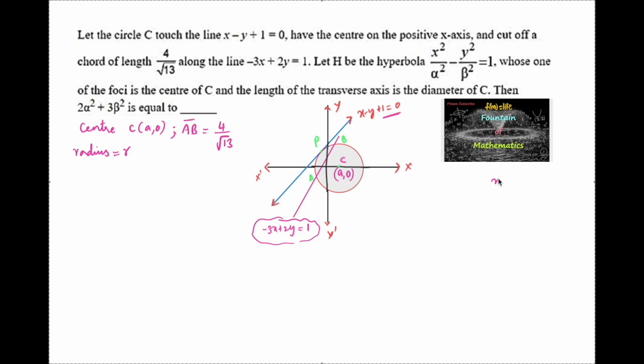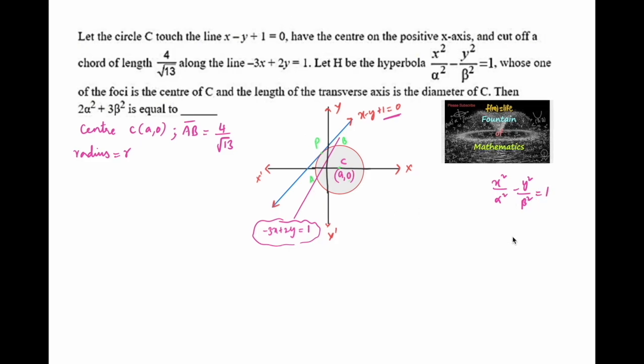And there is a hyperbola x square upon alpha square minus y square upon beta square equals 1, and one of its foci is the center C. So that is alpha E, where E is the eccentricity, comma 0, which is the same as the center, A comma 0. And the length of the transverse axis, 2 times alpha, is equal to the diameter of the circle C, that is 2r. So we can say alpha is equal to r.